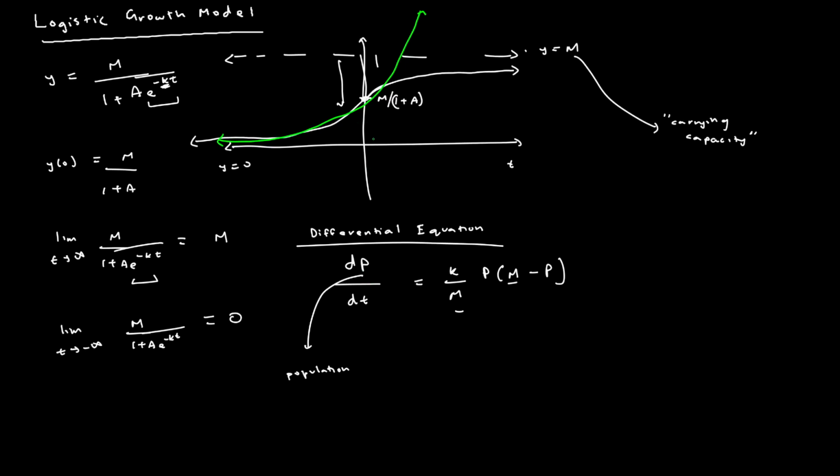And now for the end of the video, I'm just going to derive this general logistic function from the differential equation. So let's derive it. Once again, the differential equation is dP over dt is equal to k over m times P times m minus P. We see that this equation is separable. This is a function of P, and this I can treat as a function of t.